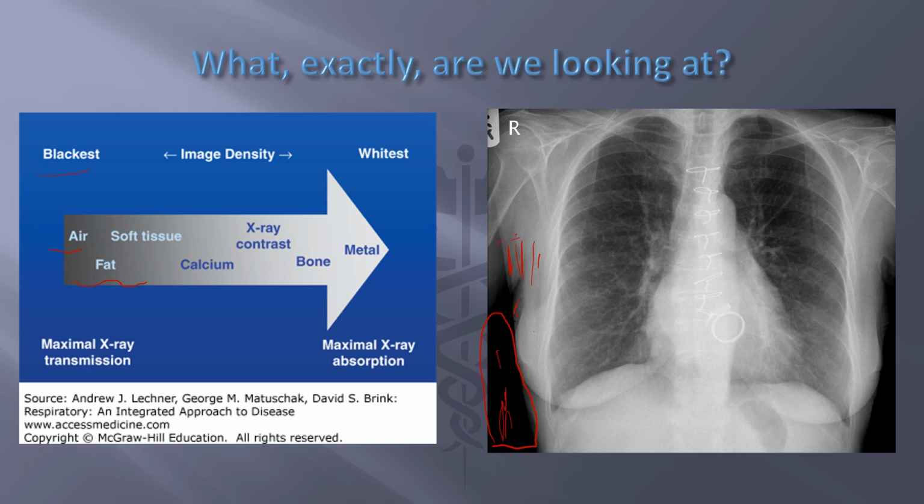And as the density increases, the images appear more and more white. So bone will be whiter, and then metal will be the brightest of all. So you've got these metal sutures in the sternum, so they are very bright, and then an aortic mechanical valve in this image here. So this is how the X-ray is formed when they take the image.